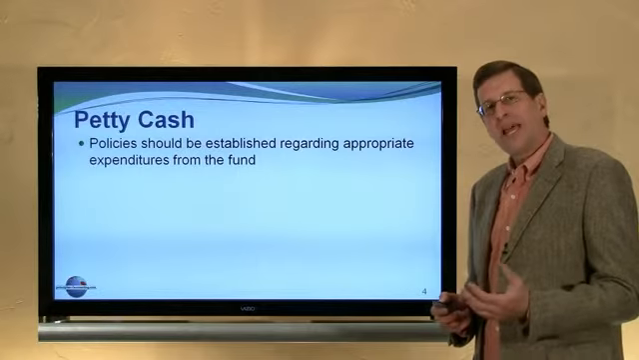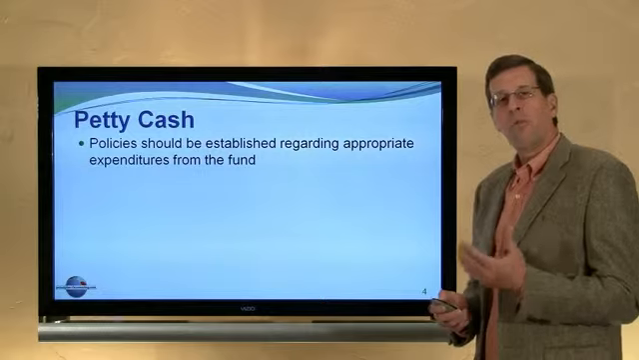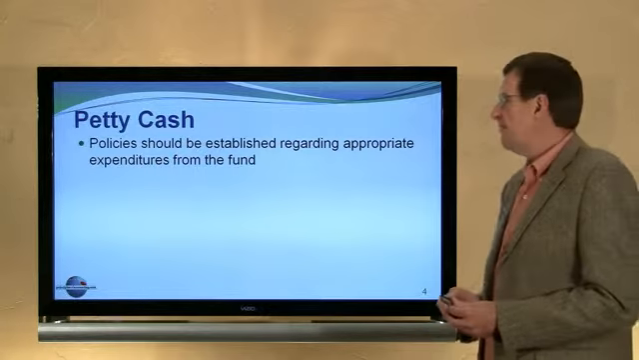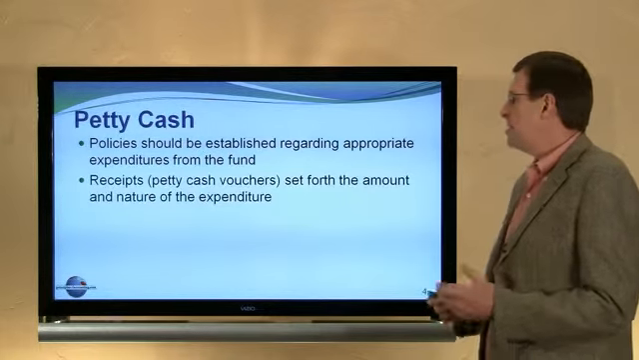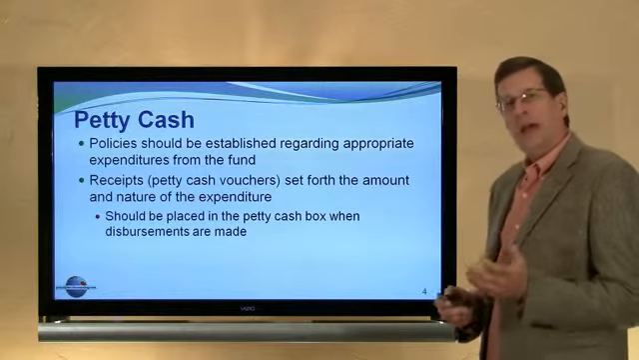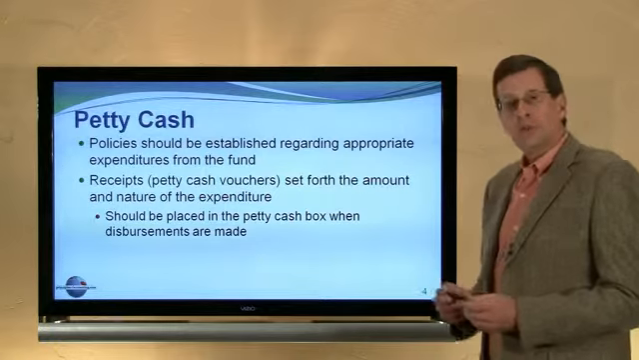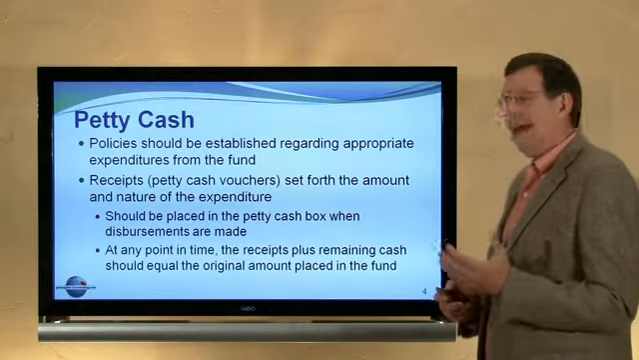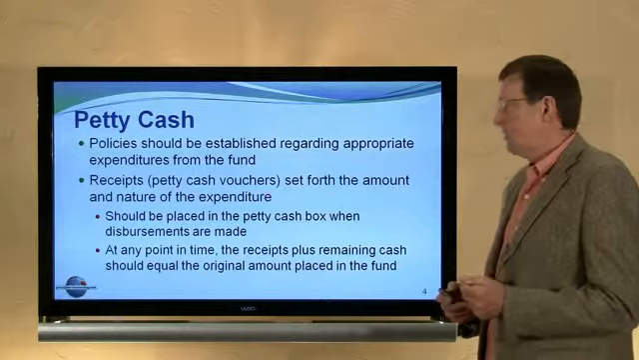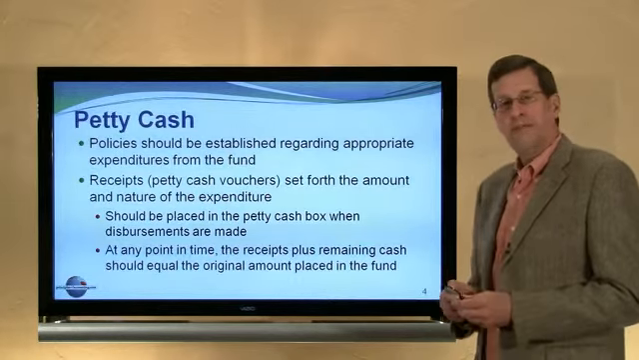In the process of establishing a petty cash fund, it's important to also establish policies regarding the appropriate types of expenditures that can be made from the fund and the process by which receipts are maintained, setting forth the nature of those expenditures. The receipts should be placed in the petty cash fund as disbursements are made out of the fund. At any point in time, therefore, the receipts in the fund plus remaining cash in the petty cash fund should equal the total amount of the fund.